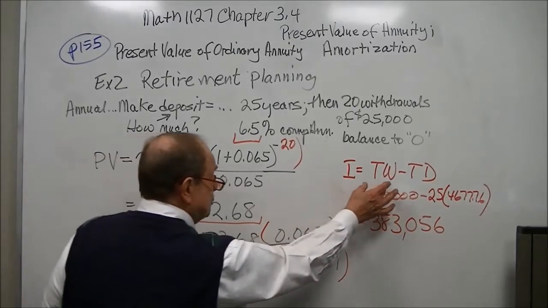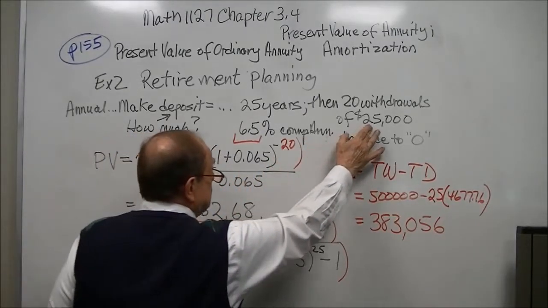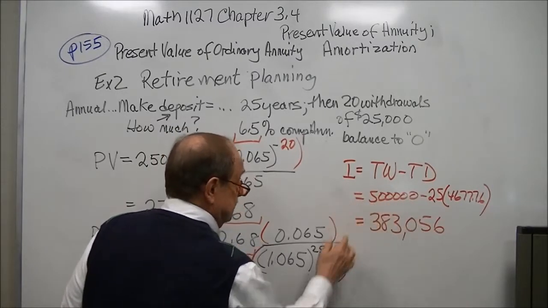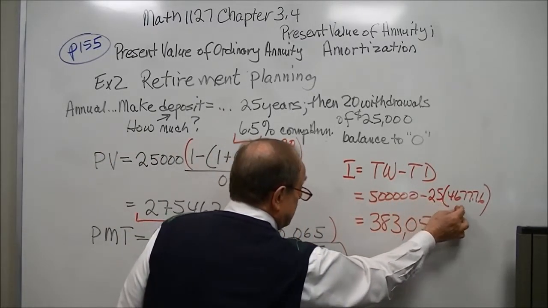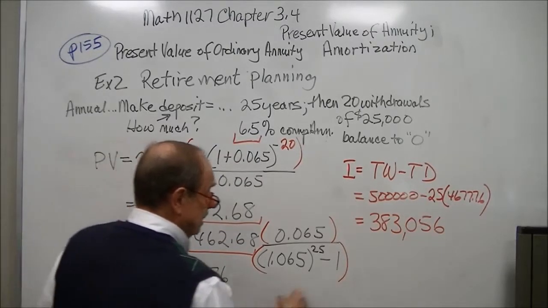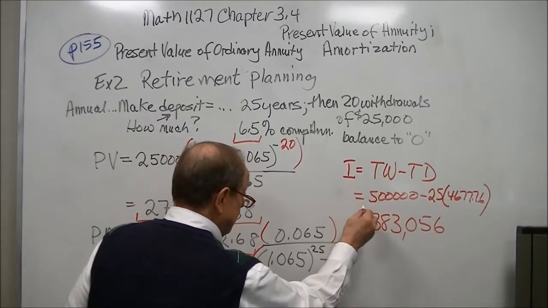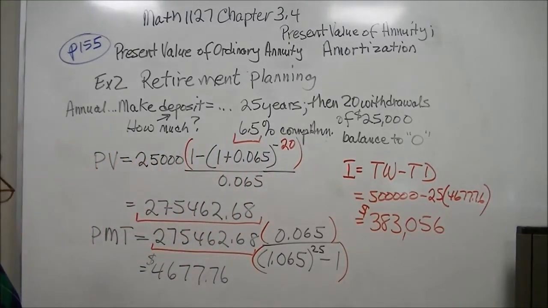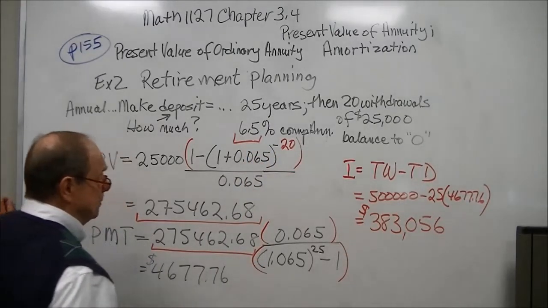Well, your total withdrawals were 20 times 25,000, which was 500,000. That's $500,000. Minus the 25 times what you put in, and the difference is, this is again unbelievable, $383,056 of interest that someone else is paying you because you were able to earn over this time 6.5%.